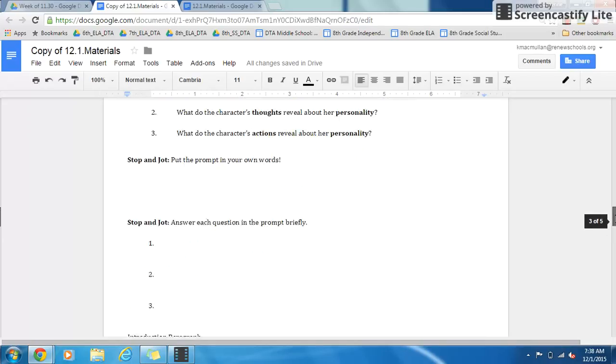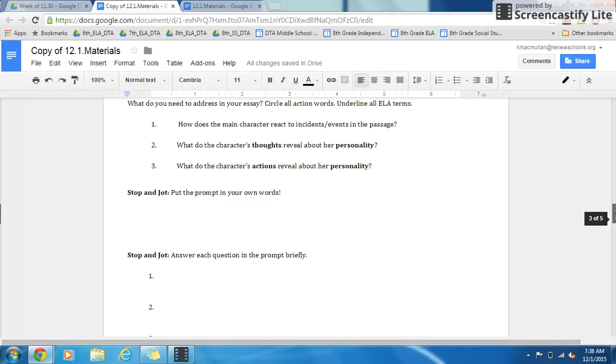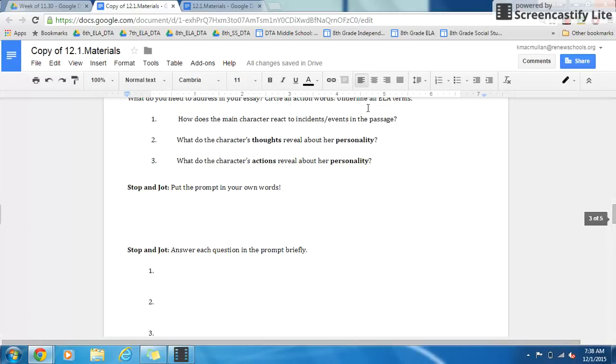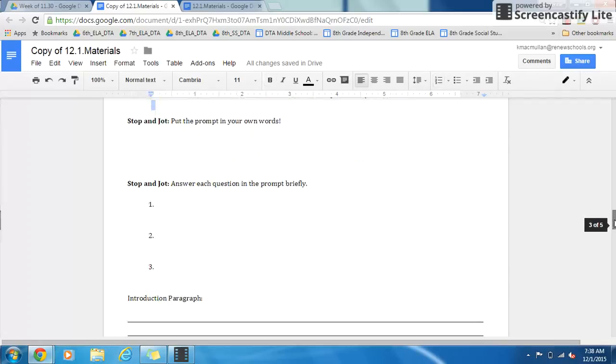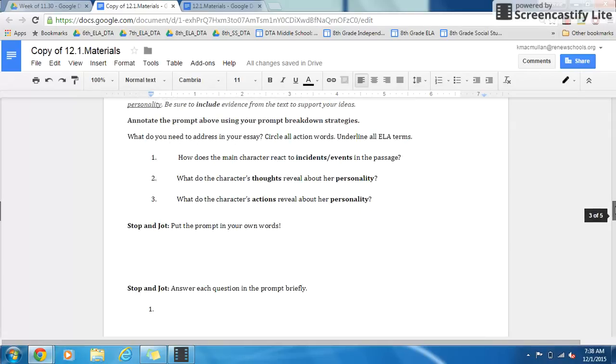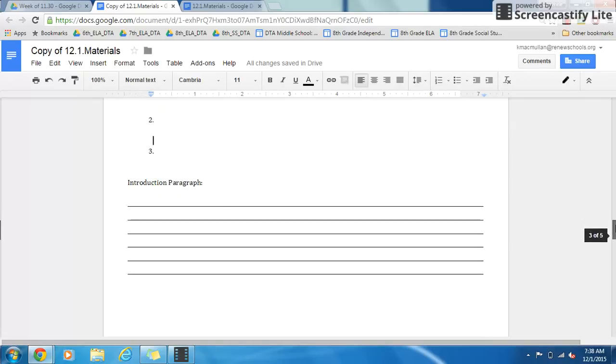So for question number 1, you're answering, how does the main character react to incidents or events in the passage? So you need to think about a specific incident or event and show me how she reacts to it. Then you need to find a place where she has a thought that reveals something about her personality, and then an action that reveals something about her personality, and answer those for 2 and 3. Great. Once you've done those stop and jots, you can start with your introduction paragraph.